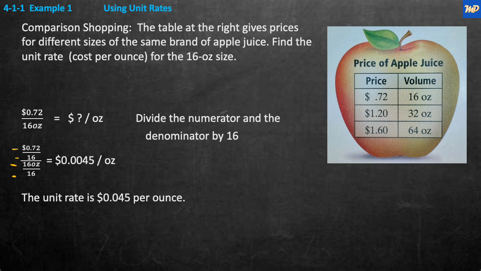So that's how you can do this. The unit rate here is 4.5 cents per ounce, or $0.045. Okay?